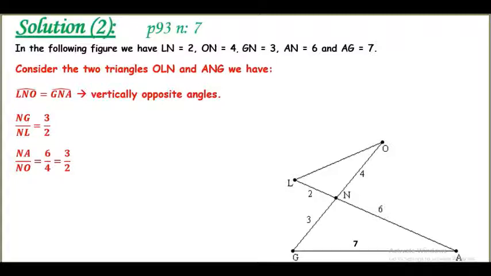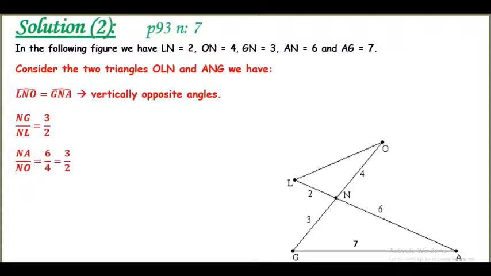We have always to check for the condition, if the angle is included between the two equal proportional sides. So as you see here, LNO is included between LN and NO. GNA is also included between the sides GN and NA. So the condition is verified.